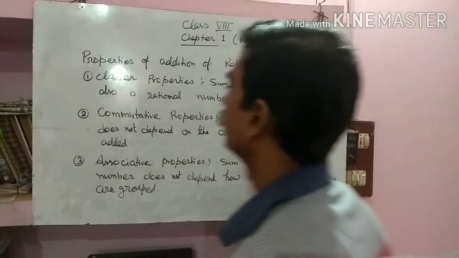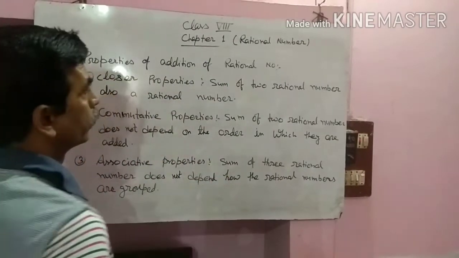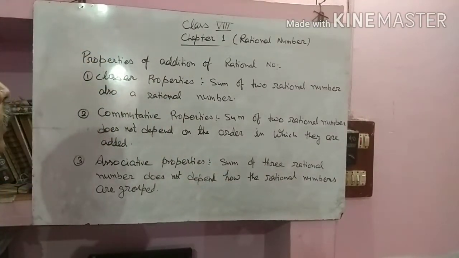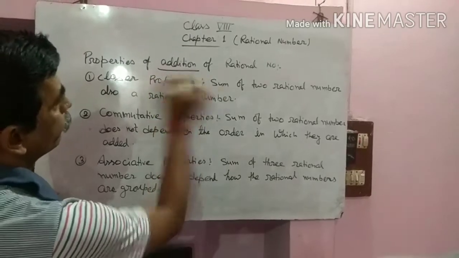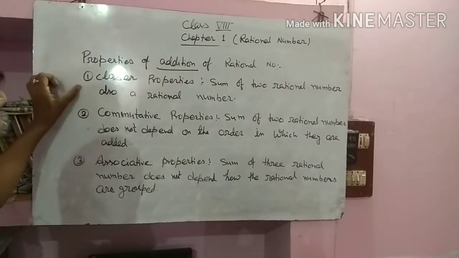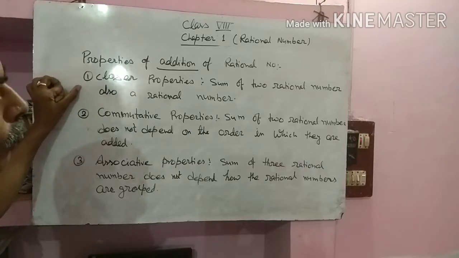Hello students, today we are going to discuss exercise 1.2. Before starting that chapter, we have to discuss some properties of rational numbers, the properties of addition of rational numbers. There are some properties. The first one is the closure property of rational numbers.